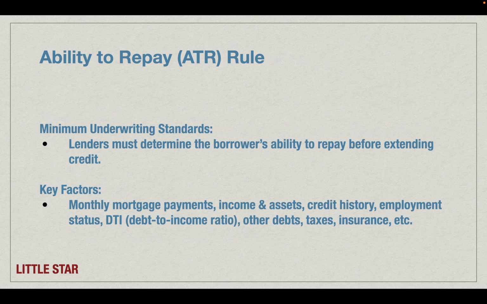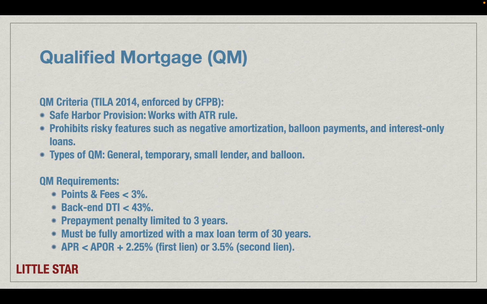The ability to repay, ATR, rule requires lenders to make sure that borrowers can actually afford to pay back their loans before they approve them. Lenders have to consider things like the borrower's monthly mortgage payment, income, credit history, debt-to-income ratio, employment status, and other financial obligations. The Qualified Mortgage, QM, rule, introduced in 2014, gives lenders a safe harbor if they follow the ATR rule and avoid risky features like negative amortization, balloon payments, and interest-only loans.